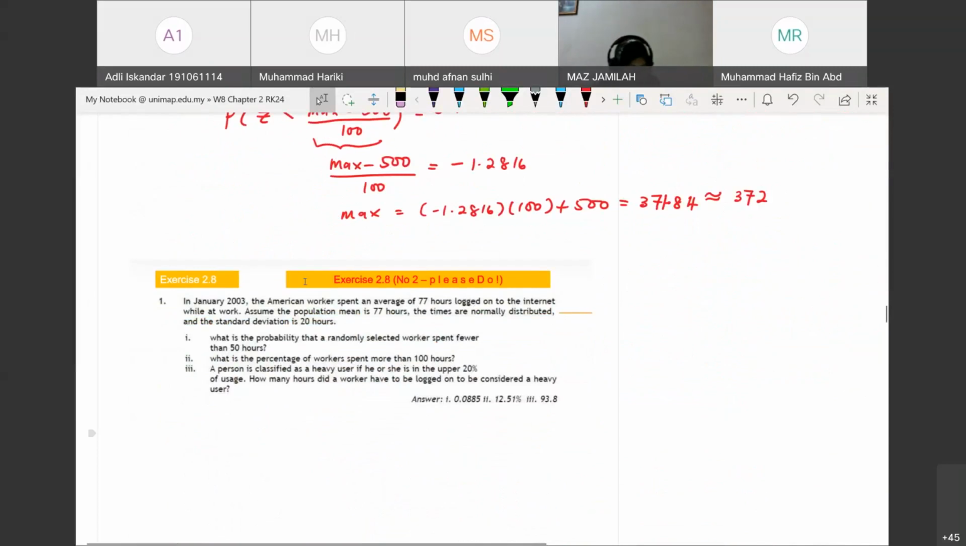Sorry, Exercise 2.8. Now, why don't all of you, I give you 3 minutes. Try to note down what will be your X, what your X distribution looks like, before we answer the questions. For exercise 2.8, please try on your own. You read the questions, and what will be your X and what will be your distribution of X from the given questions.